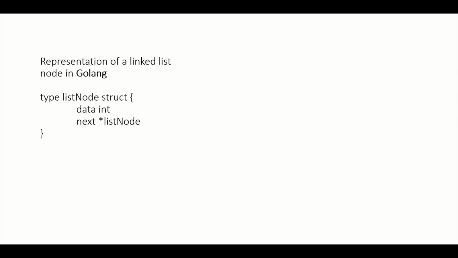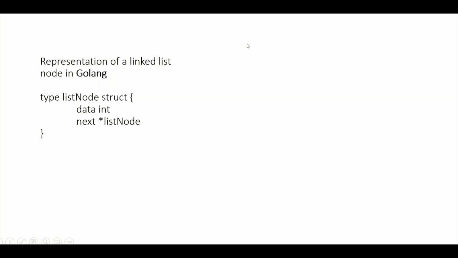A typical representation of a linked list node in Golang goes like this. It's a simple structure with two elements, one representing the data and the other representing the next node, which is a pointer to the next node in the linked list. The data can be of any data type. It can be an integer, a float or a string. And the next is a pointer to the next node in the linked list.